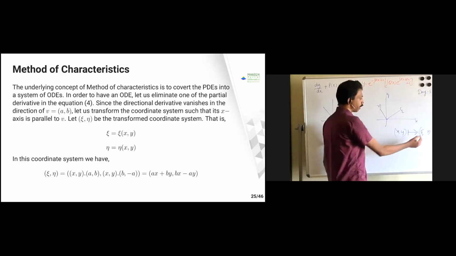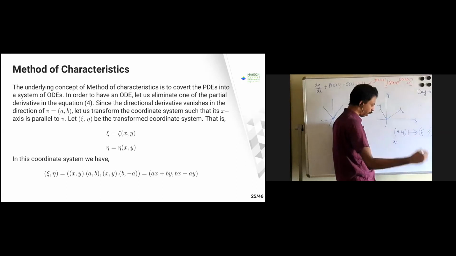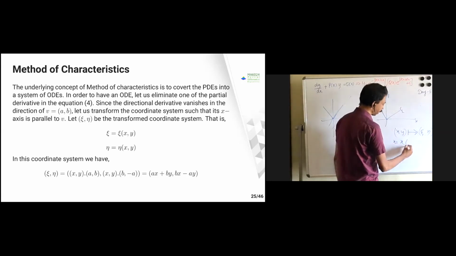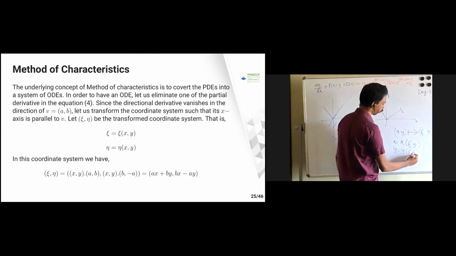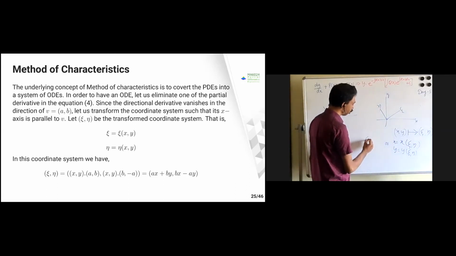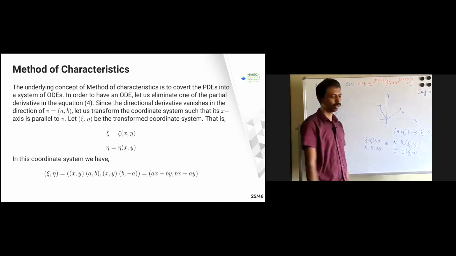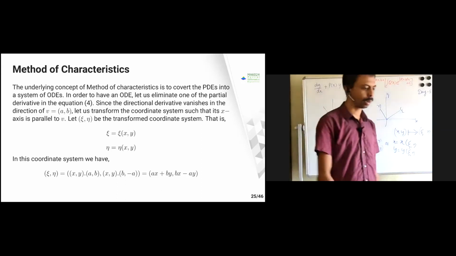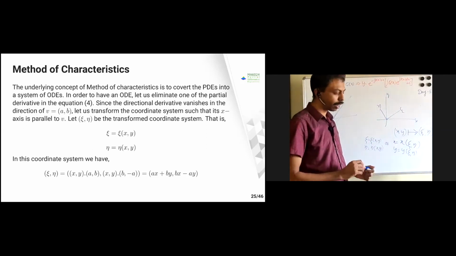So that means (x, y) equal to (chi, eta). This is the underlying idea for many problems. So x is going to be some function of chi comma eta, y is going to be some function of chi comma eta. Or in other words, chi equal to chi of x comma y and eta equal to eta of x comma y. This is the transformation which I am going to use, almost the same idea as what we did over here, which we are trying to extend.